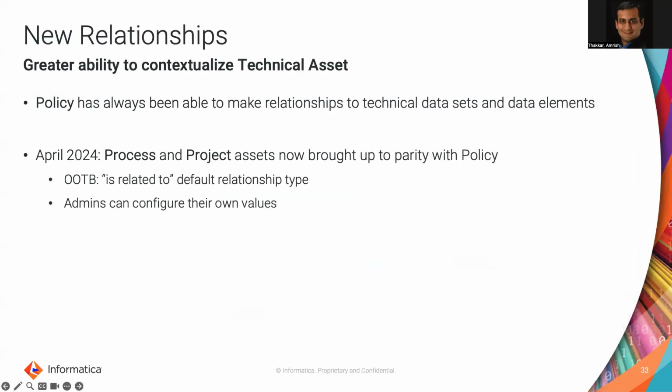We have also added a couple of new relationships. So process and project asset types can now be linked to technical data sets and data elements, similar to what we have for the policy asset. Default relationship is related to, but you can always configure it.